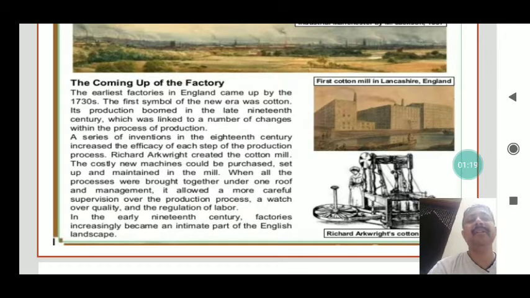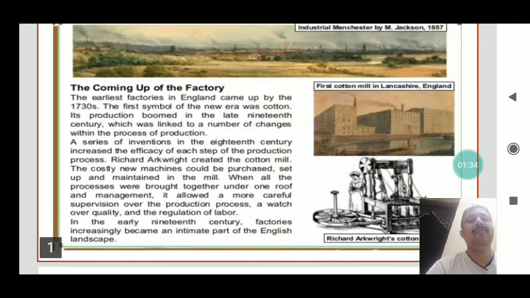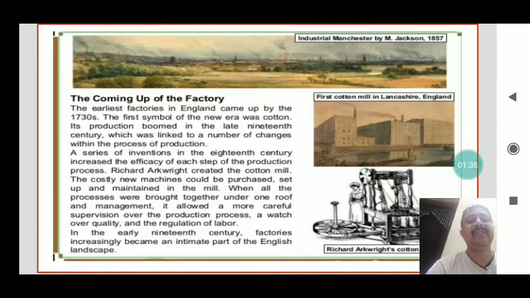We need to understand in this light that Richard Arkwright created the cotton mill. The costly new machines could be purchased, set up and maintained in the mill. When all the processes were brought together under one roof and management, it allowed more careful supervision of the production process. It was a very easy process.